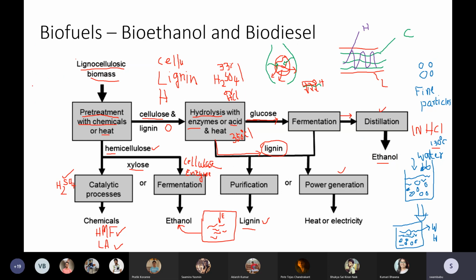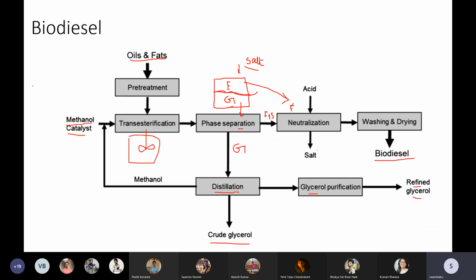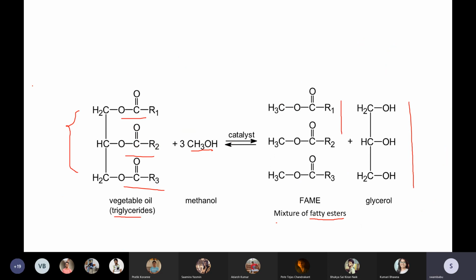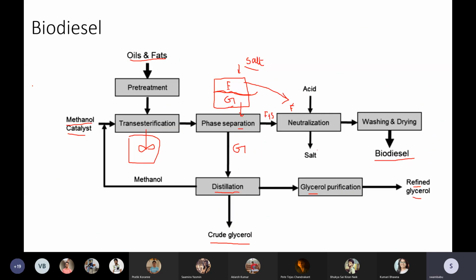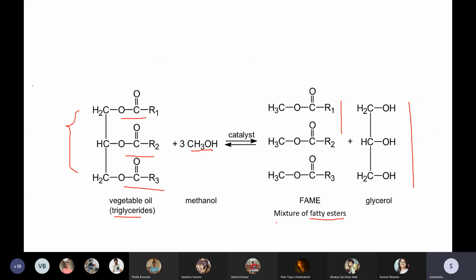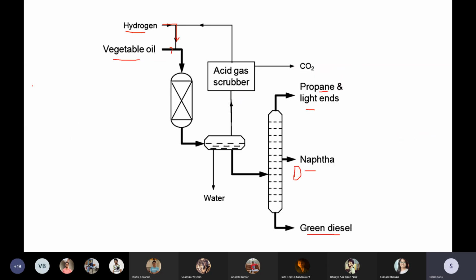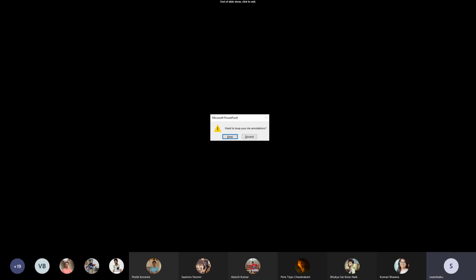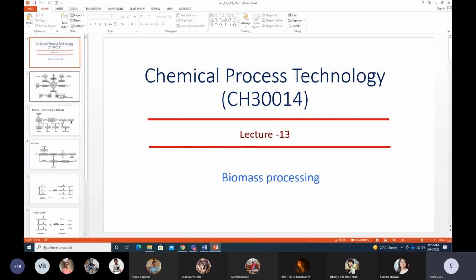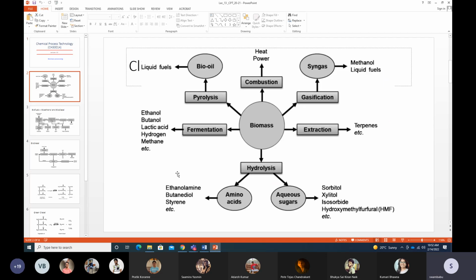So this book, which I uploaded and which is available to you, in that book, all these processes are explained in a detailed manner, and all these flow sheets were taken from that book only. So this is all about biomass processing. Of course, I could explain the chemistry behind this, but I don't want to get into the chemistry and fundamental catalytic reactions because it's extensive. I just want to limit it to the process side in this course, so that's why I'm not talking about that.